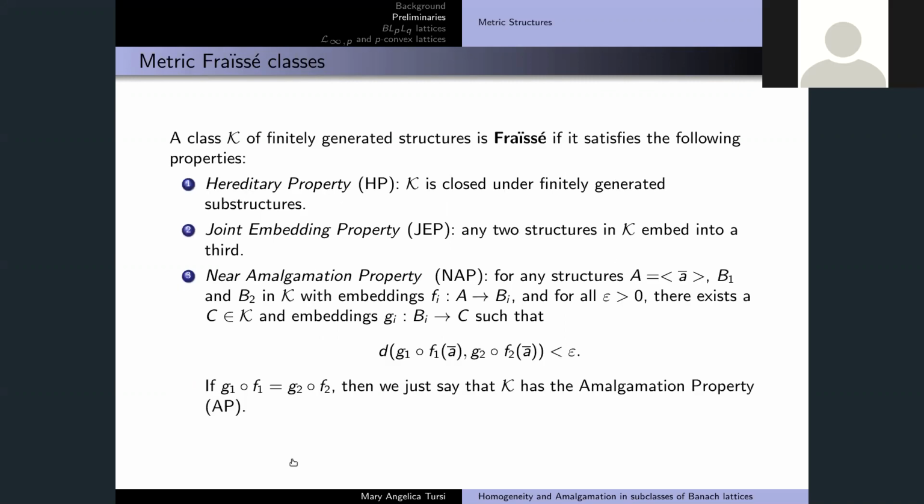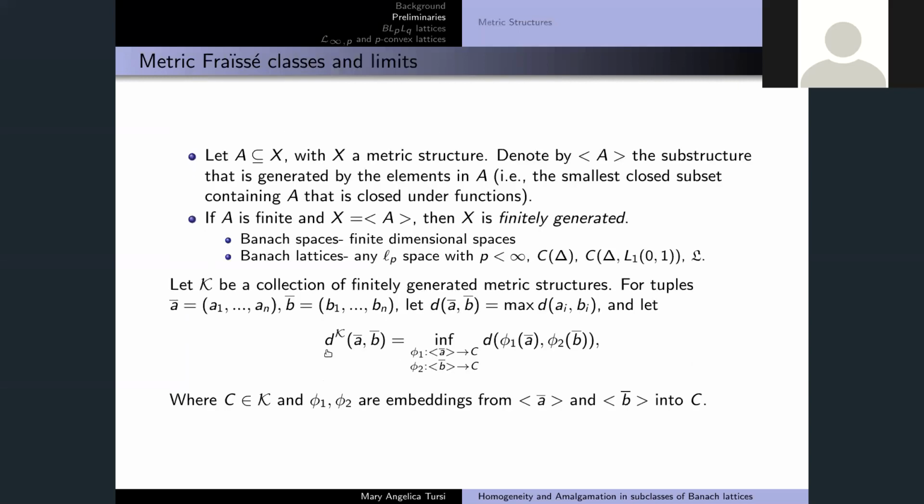And so given that, we say that a class K is Fraïssé if it satisfies the following properties. There's about 5 of them. The first is the hereditary property. So if you have a finitely generated space and then a finitely generated subspace, that subspace is also going to be in K. Joint embedding property means that I can take any two structures in K and embed them into a third finitely generated structure in K. And this property guarantees that this metric-like operation D of K is well defined over all of K.